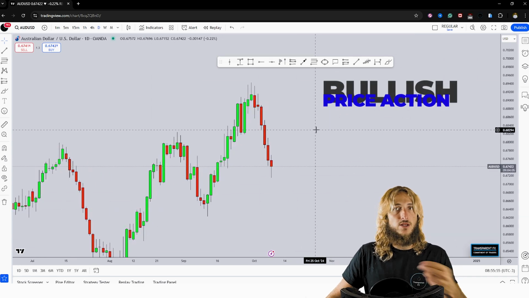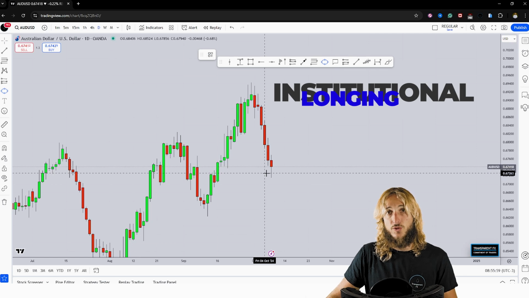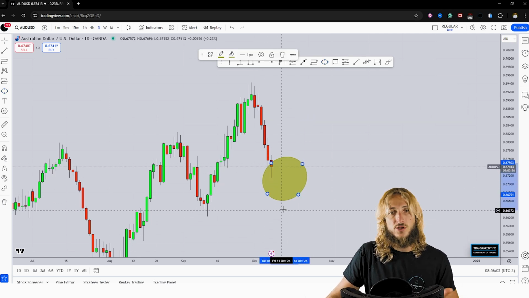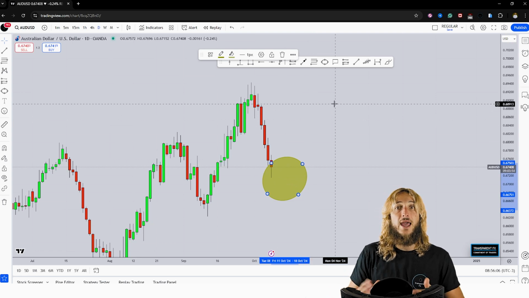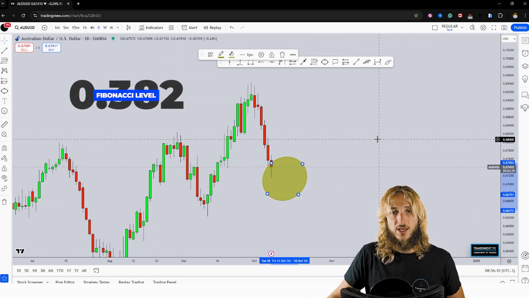Now, since we already know that institutions have in fact been moving to the bullish side for AUDUSD, specifically the non-commercials in the market, that increases the probabilities of a potential rejection to the upside and for a retracement at least to the 0.382 of the Fibonacci taken on the impulse leg.